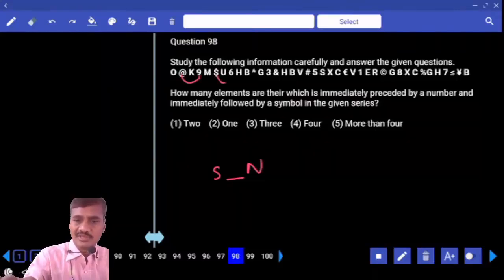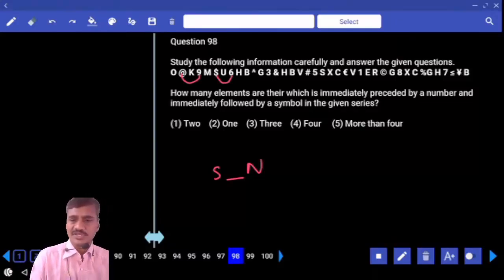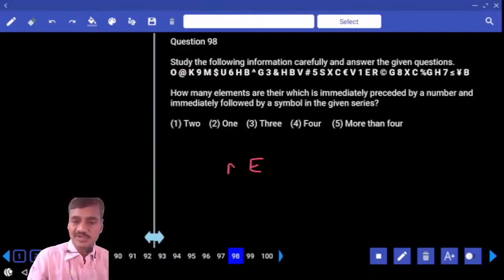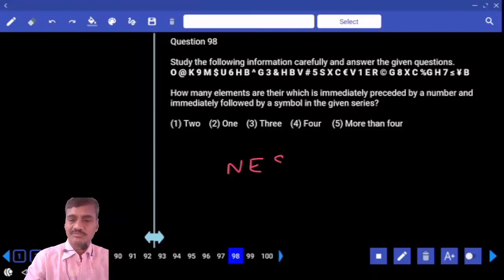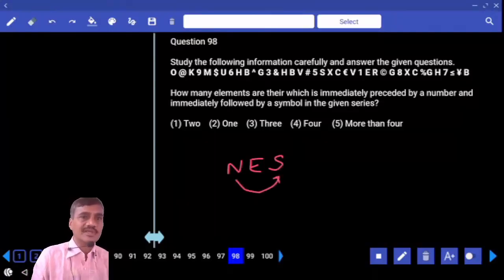Is there a symbol and number here? And next one, symbol and number here? No, preceded by what? Fine. This is an element. Now this element is preceded by what? A number, and this element is followed by a symbol. So what should come? A number and a symbol.